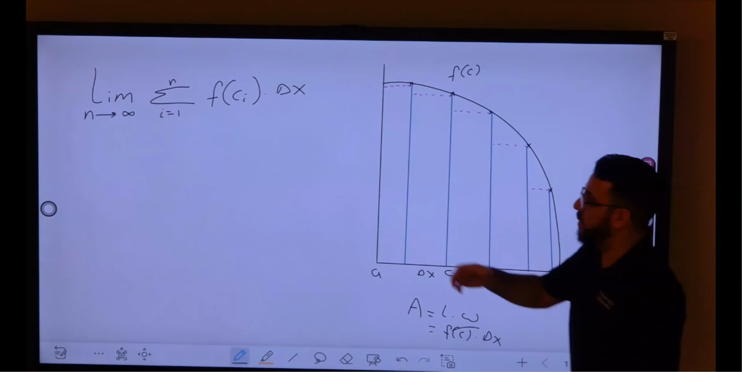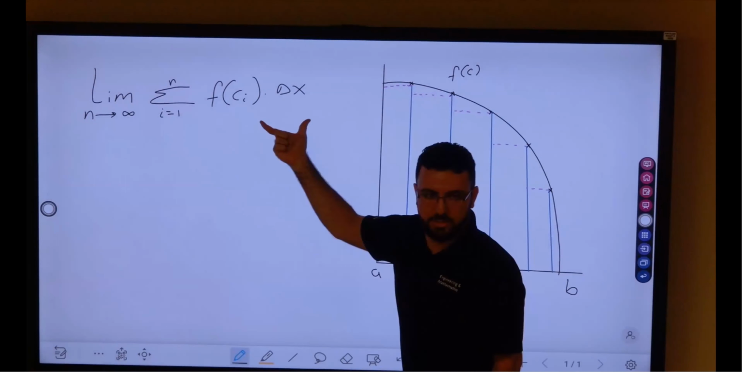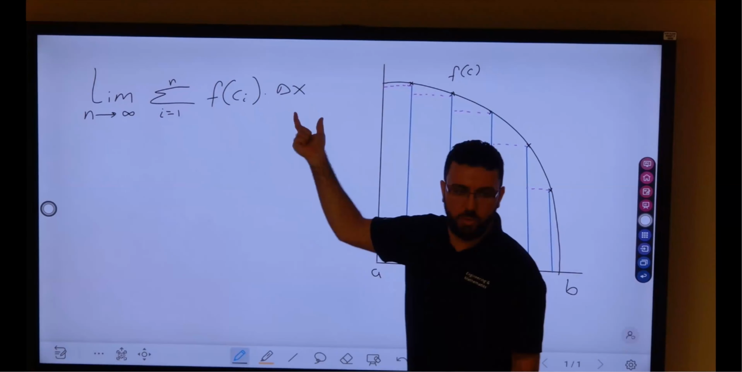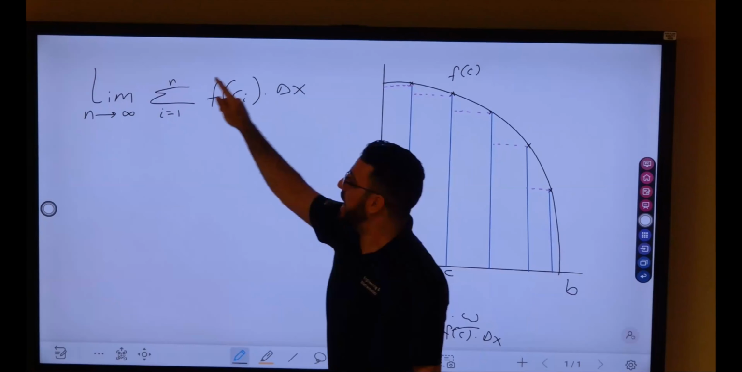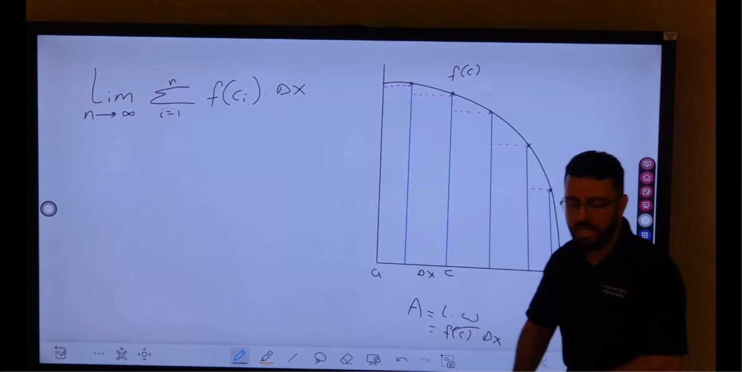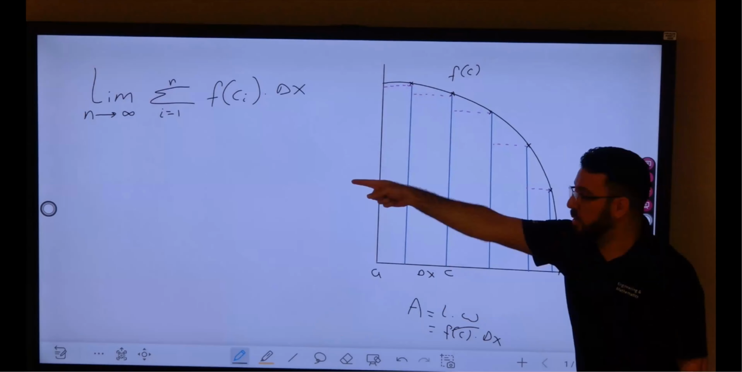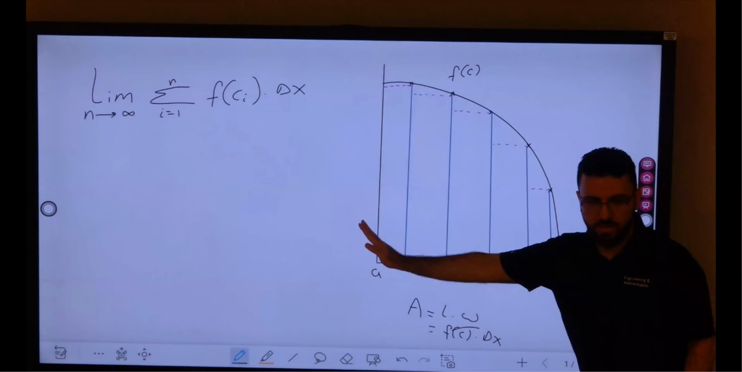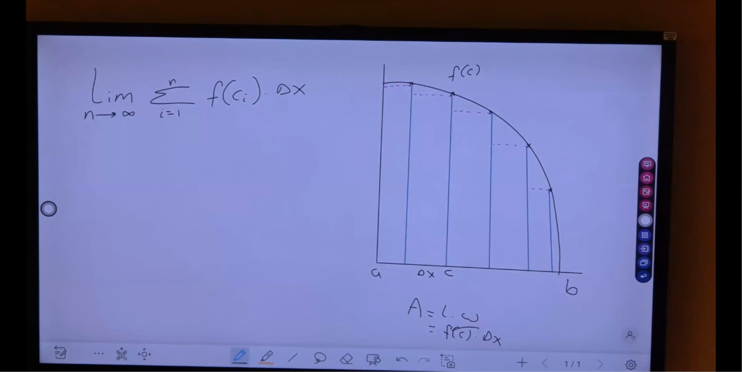Now we have the sum for our rectangles. This is the length of the rectangles and this is the width. We have the same width. If I'm taking n to infinity, that means I'm going to keep making rectangles until infinity. We're using the limit, so we're going to get the exact area. Okay? So that's what we're going to learn in the next section.